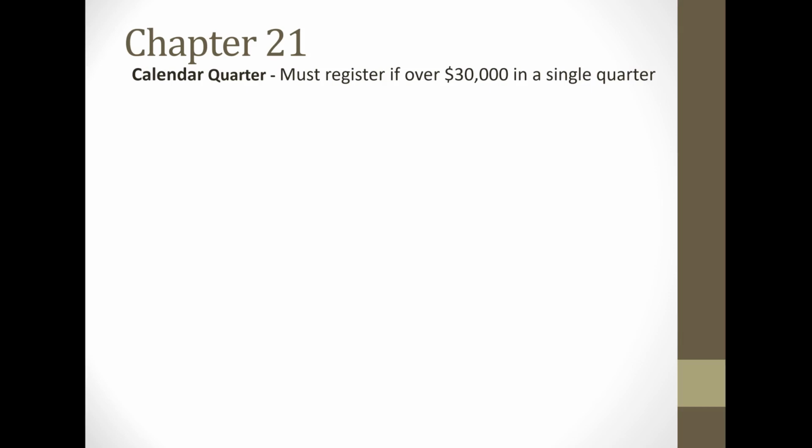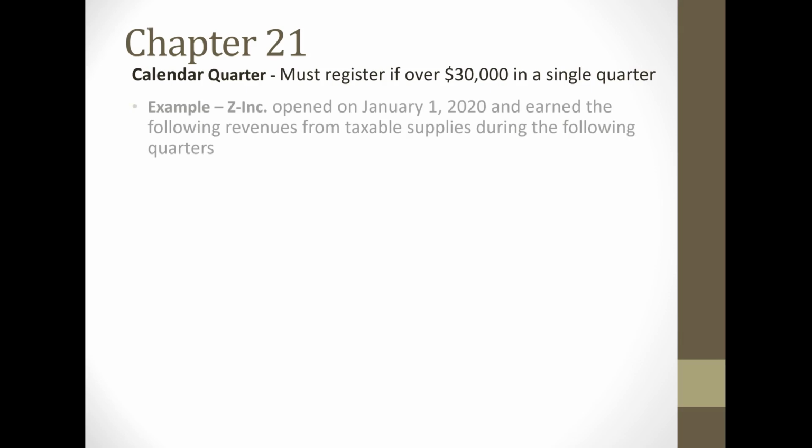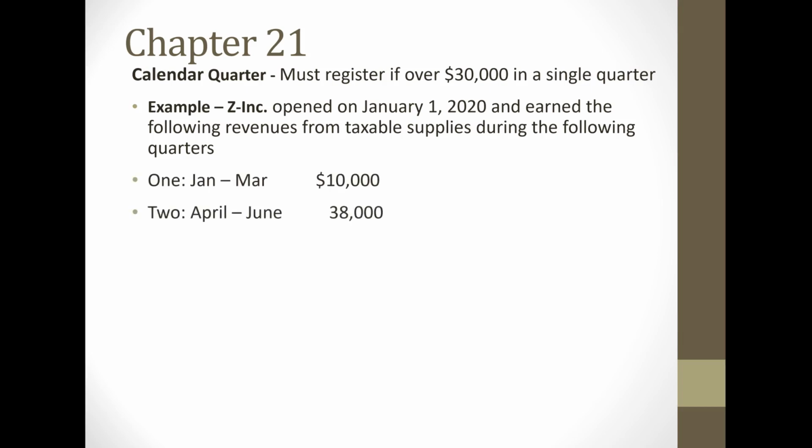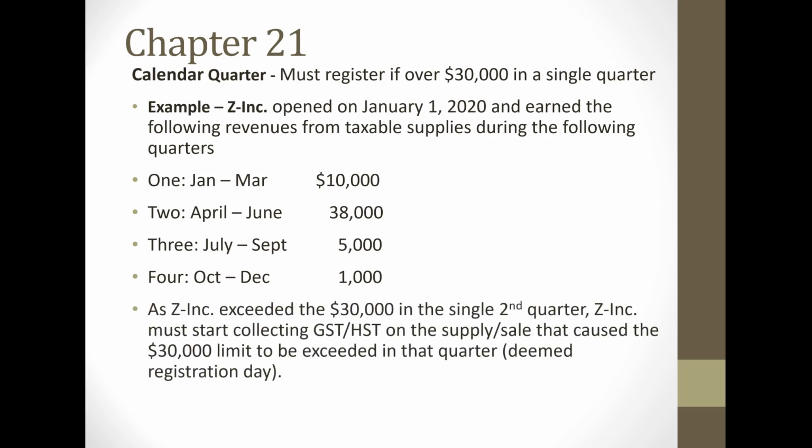They must register if in a single quarter they exceed that $30,000 threshold. So let's look at this example. Zed Limited opened their doors on January the 1st. And these are the revenues they had from taxable supplies during the first 4 quarters. Quarter 1, quarter 2, 3, and 4. And so if we look at the 4 quarters here, they exceeded 30,000 in a single quarter. That was in quarter 2.